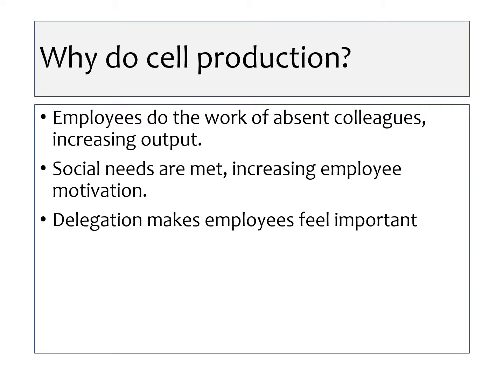Employees do the work of absent colleagues, increasing output, which is very useful. Social needs are being met, increasing employee motivation. As you've given them the responsibility, you're delegating responsibility, and it makes them feel valued and important. So this will be very good for those of you who are studying motivational theories as well, as you can link Maslow's hierarchy of needs and Herzberg's theory of motivation to lean production as well. So be sure to watch my previous video, which was on Maslow's hierarchy of needs.